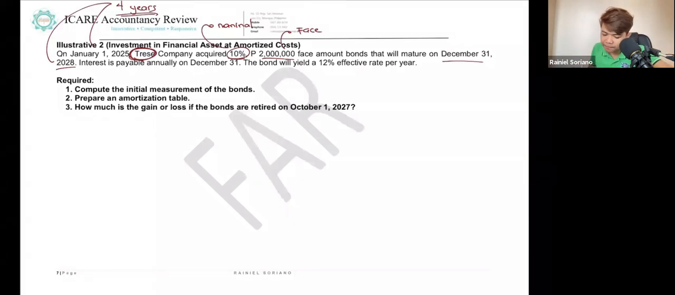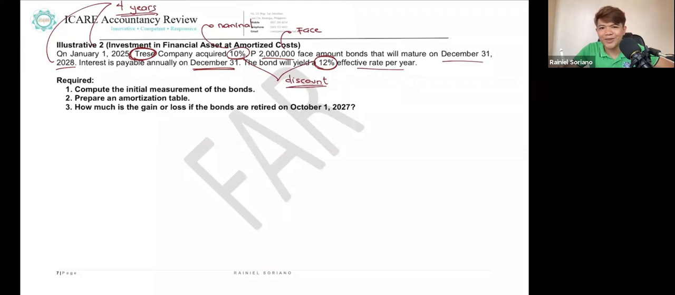Now, anong meron? Interest is payable annually on December 31, and then the bond will yield a 12% effective rate per year. So if 12% is the effective and apparently 10% is the nominal, what do I expect here? Chat section please. Premium ba or discount ang ina-expect natin dito? Kino-compare natin yung nominal at effective. Right. Good job, guys. We expect a discount here. Discount because apparently the effective rate is higher than the nominal rate.